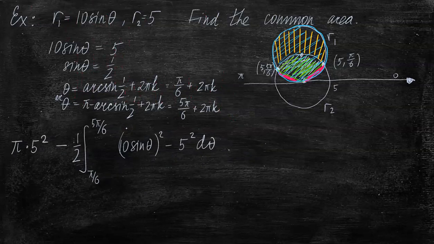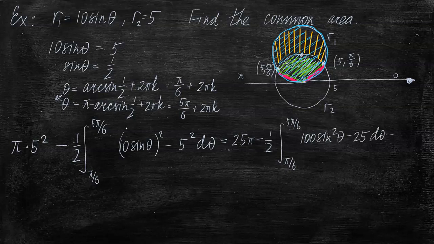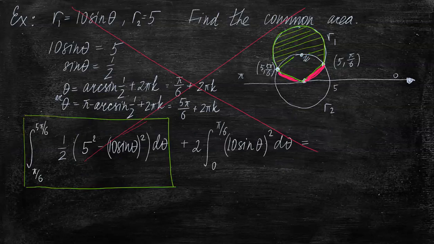Let's solve this integral. So we have 25 pi minus 1/2, and we're going to integrate from pi over 6 to 5 pi over 6, 100 sine squared theta minus 25 d theta. We're going to replace the sine squared theta with a double angle identity. So let me recall that identity.